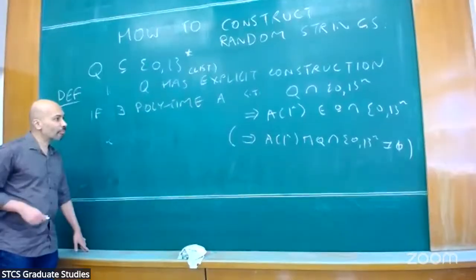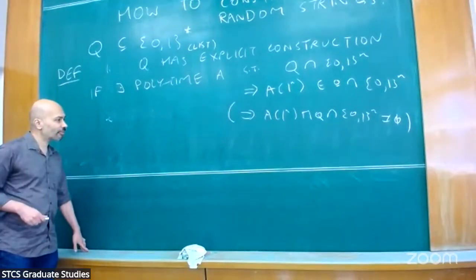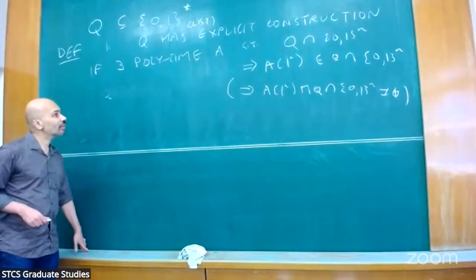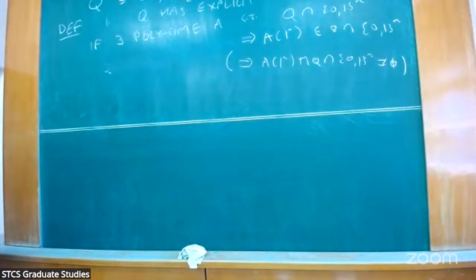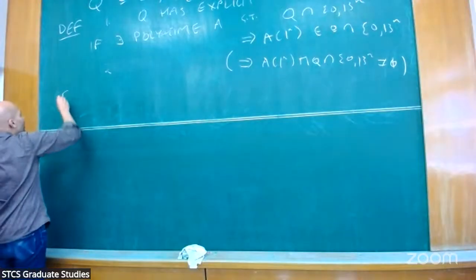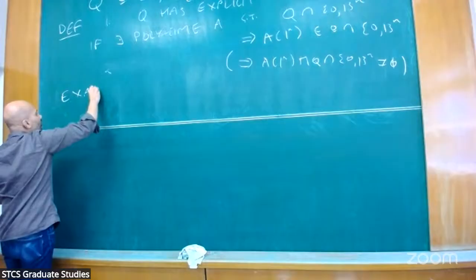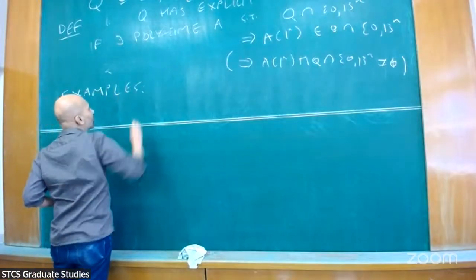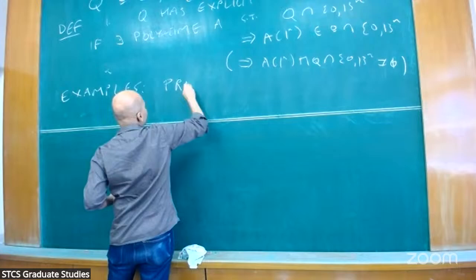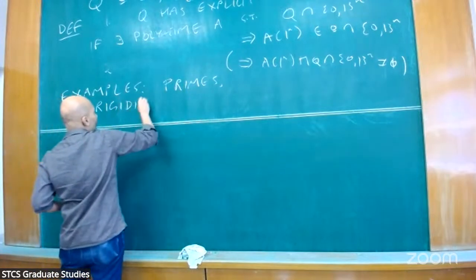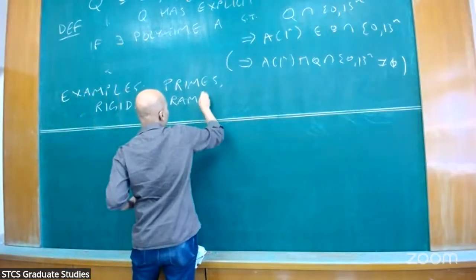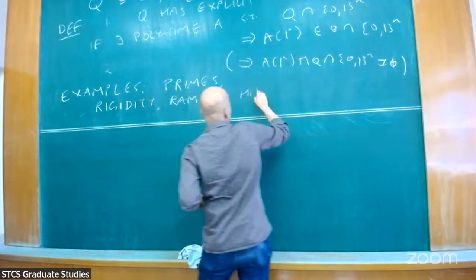So now we look at some examples of properties Q for which we might want explicit constructions, and ways in which we might go about trying to achieve explicit constructions. So we'll have some running examples in mind. The primes, rigidity, the Ramsey property, and the hard Boolean function property.